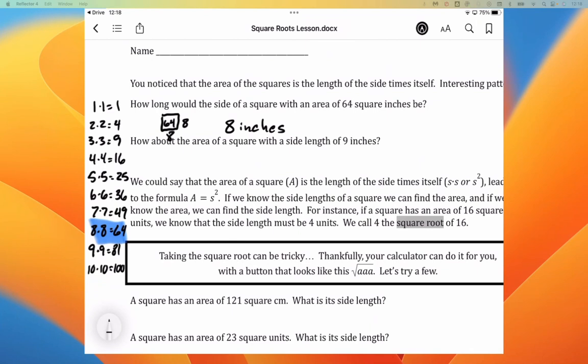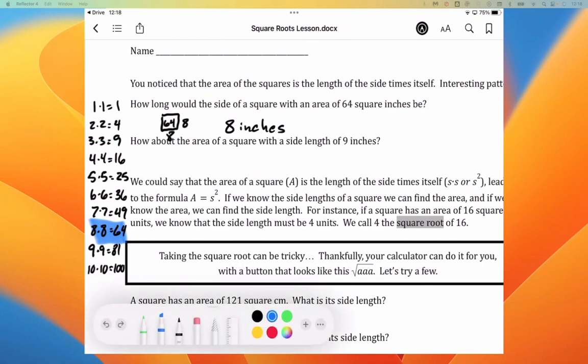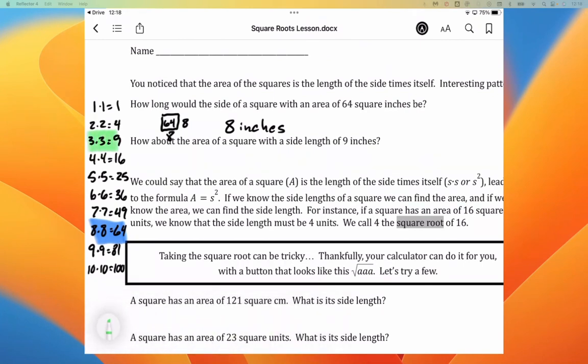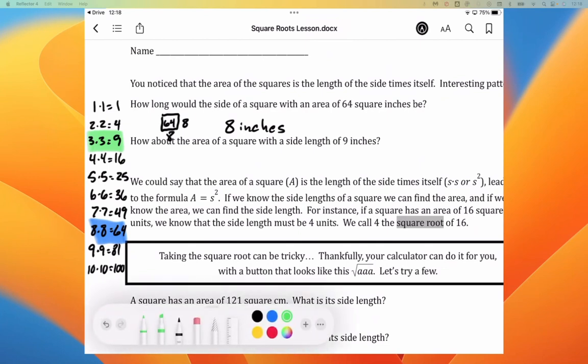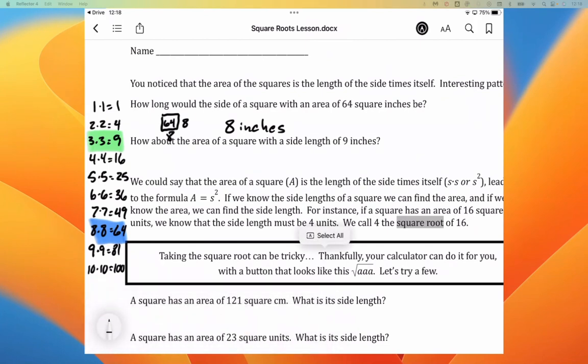How about a square with an area of 9 inches? Well, we did that one on the previous page, but we also see that here in our list. An area of 9 would be a square that is 3 by 3. So we'd have a square that's 3 by 3. Its area would be 9. Side lengths would be 3 inches.